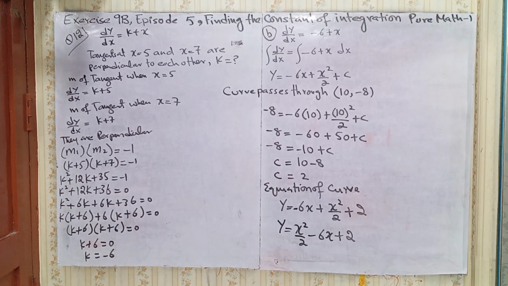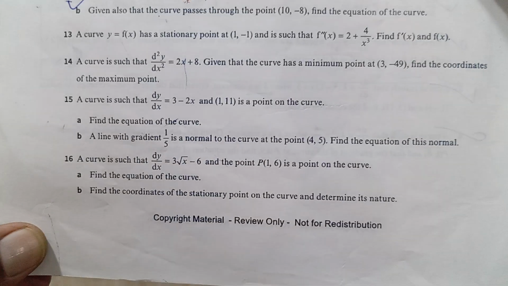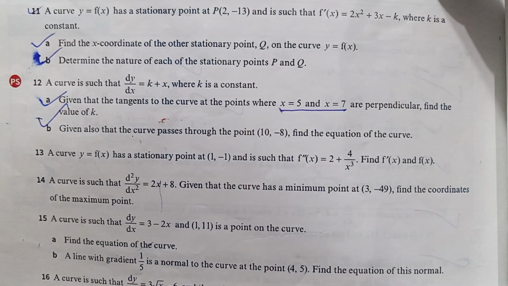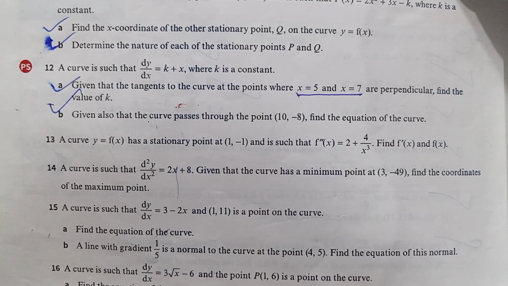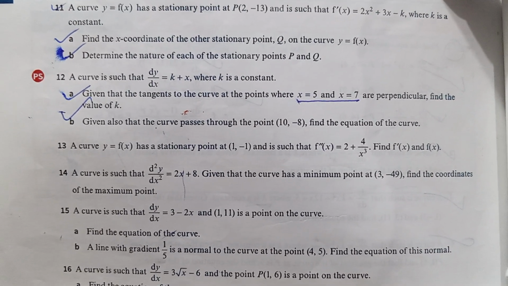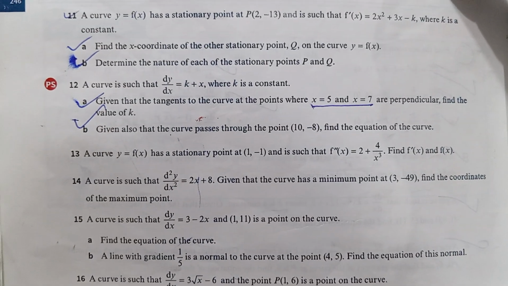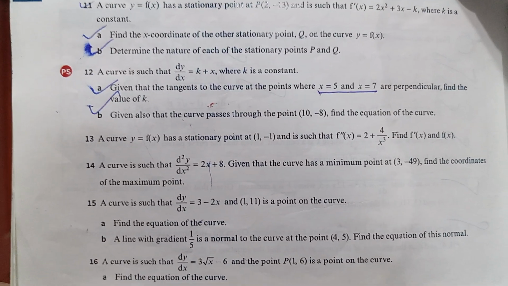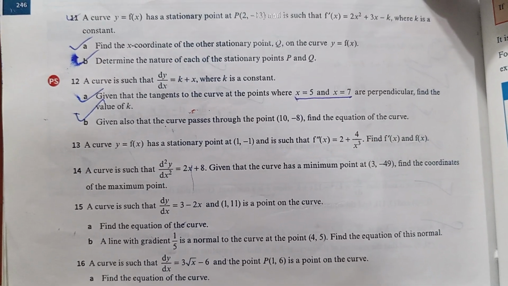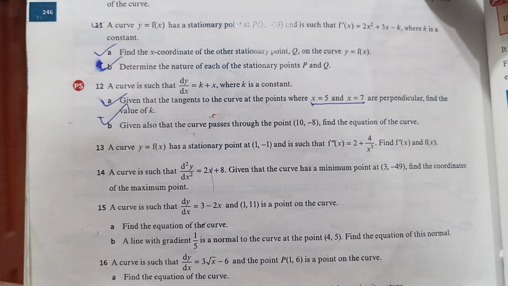So, my dear students, now we will work on question number 12 from exercise 9B. Let me show you the question. So, here on your screen, question number 12 is showing up. A curve is such that dy by dx is equal to k plus x, where k is a constant. Given that the tangents to the curve at the points where x equals 5 and x equals 7 are perpendicular, find the value of k. That's the A part. B part: given also that the curve passes through the point 10 comma minus 8, find the equation of the curve.